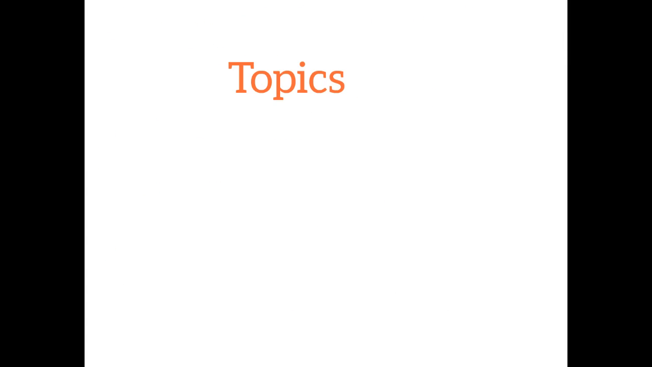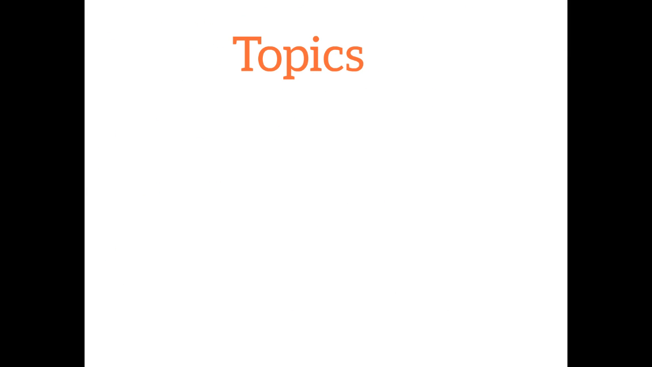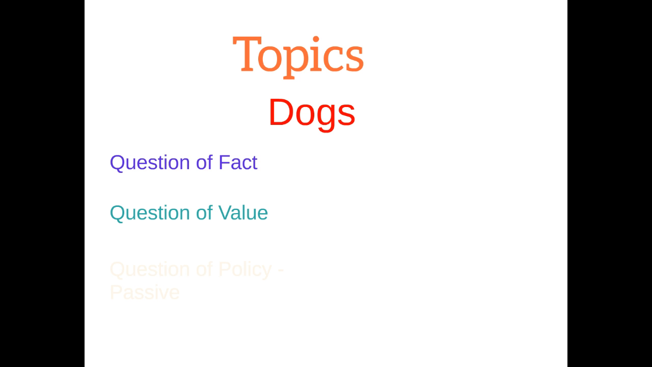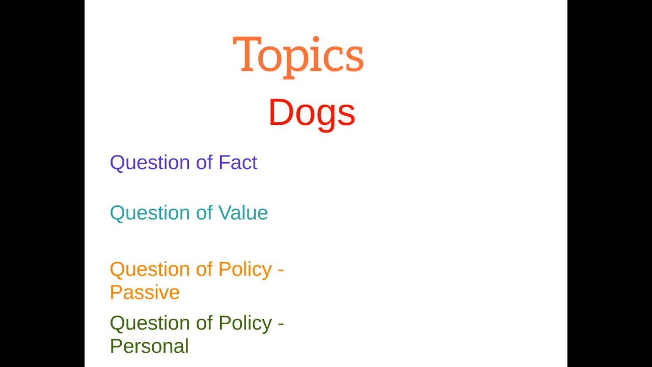Now, for topics, I've given you all these different questions, right? Question of value, question of fact, question of policy. What I want you to understand is you can take any topic and put it into each one of these questions. So I have the topic here of dogs. I know that's probably not the best topic, but I just didn't want to take anything that a student would pick. So if I start with question of fact, I could turn that into dogs descend from wolves, right? Just factually prove something like that.